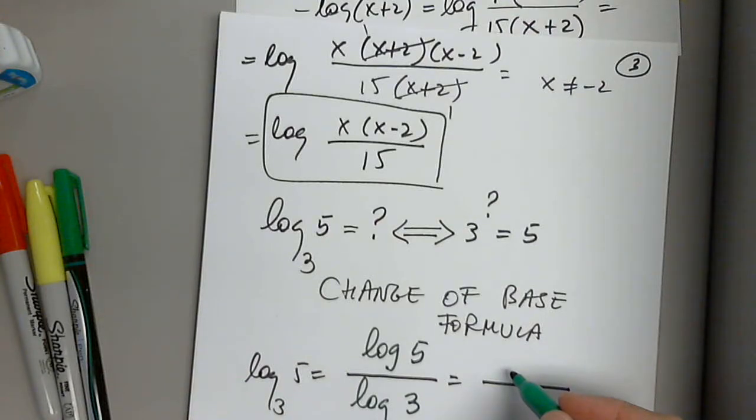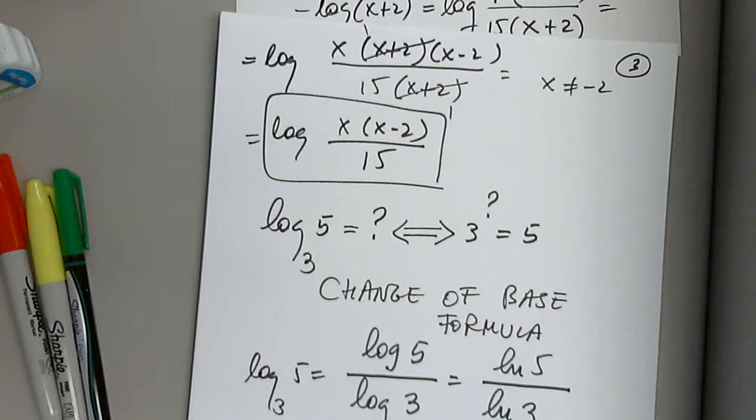What do you think? We have two keys in the calculator. We have two special logs. Line 5 over line 3. Exactly. It doesn't matter which one you apply, but you have to be consistent. You cannot write log here and ln here. So it's either common log of a common log or natural log of a natural log.